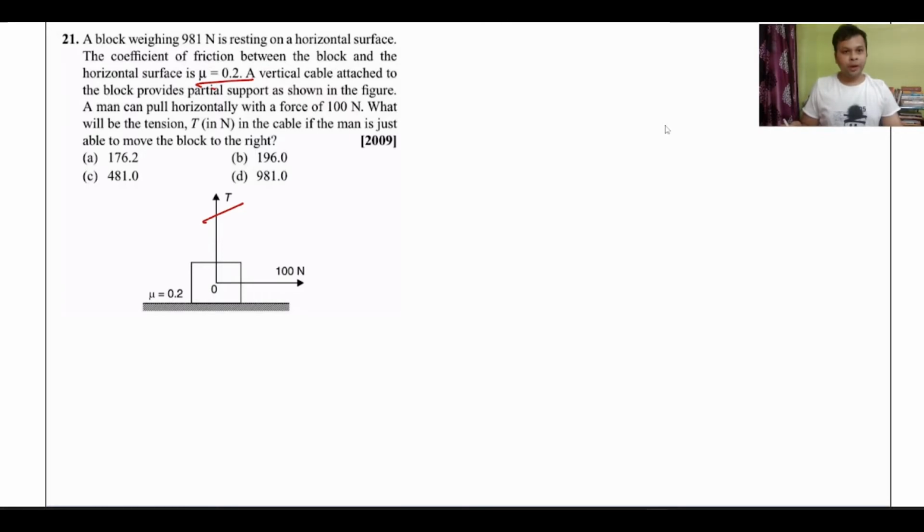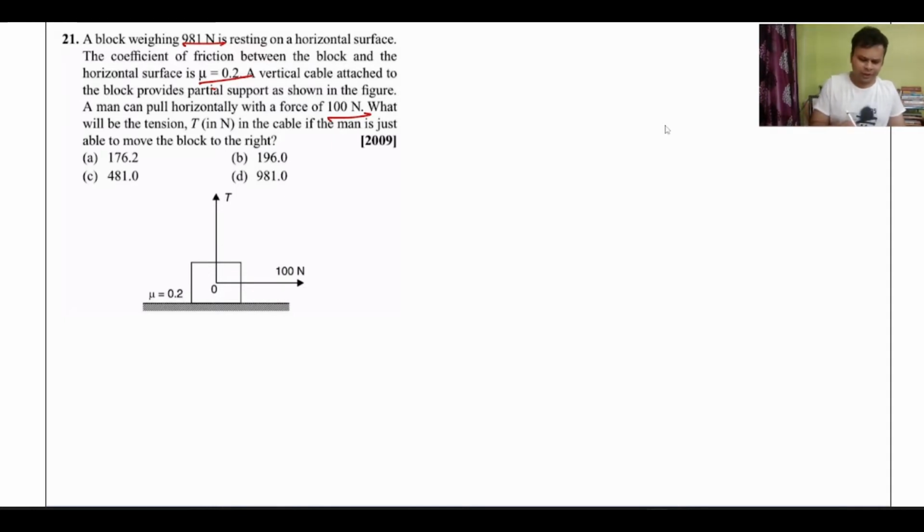A man can pull horizontally with a force of 100 Newton. So a man is pulling horizontally with a force of 100 Newton. What will be the tension T in the cable if the man is just able to move the block towards right? Okay, 100 Newton, 0.2, 981. So the man is just able to move the block towards right.